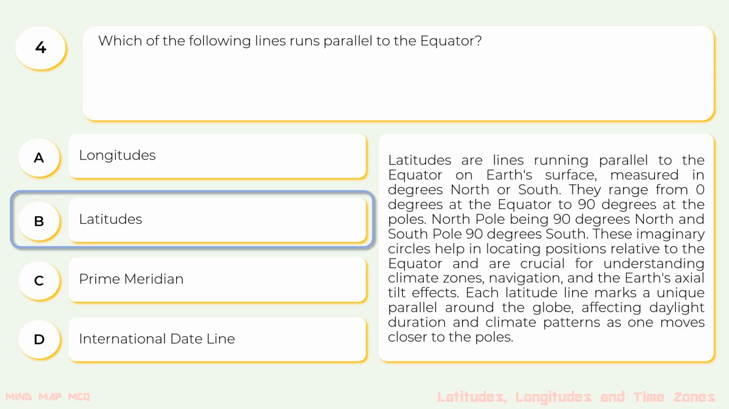These imaginary circles help in locating positions relative to the equator and are crucial for understanding climate zones, navigation, and the Earth's axial tilt effects. Each latitude line marks a unique parallel around the globe, affecting daylight duration and climate patterns as one moves closer to the poles.